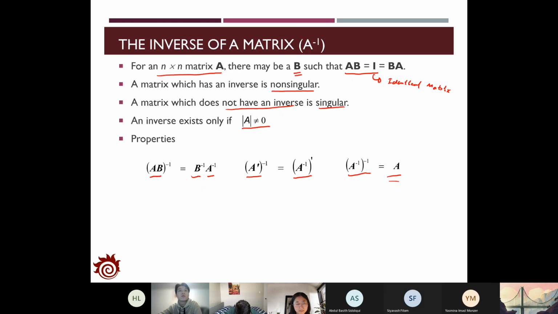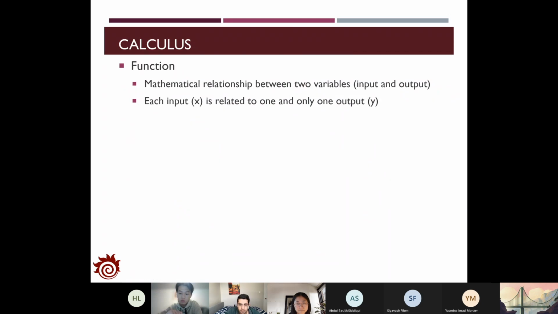Calculus is another huge part that we have to prepare for this class. I'm going to start from the definitions. Calculus is kind of operations for the function, and the function is kind of the mathematical relationship between two variables. Say that the input variable x and output variable y. And generally, for each input variable, there's only one output.